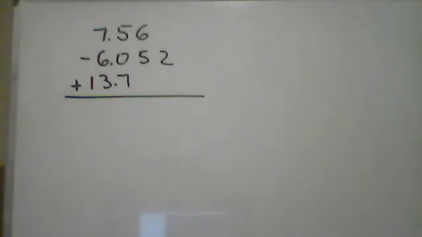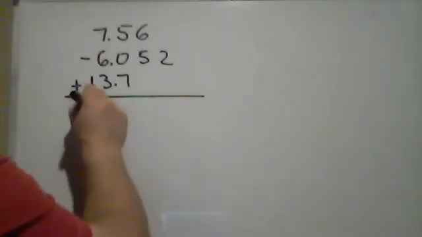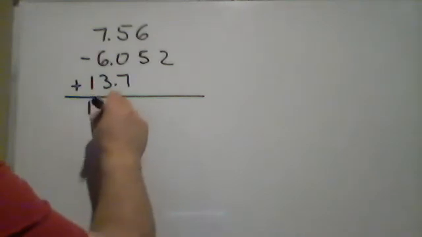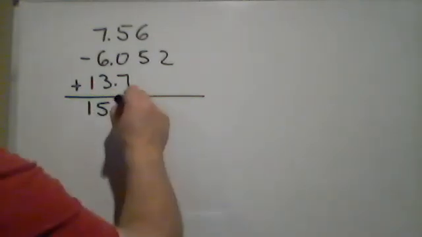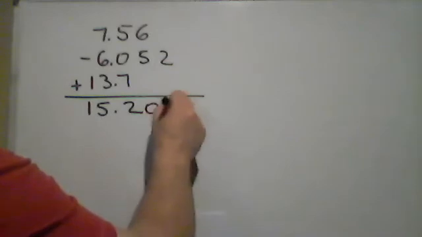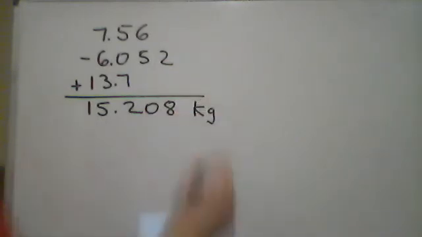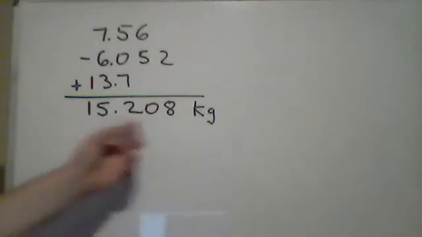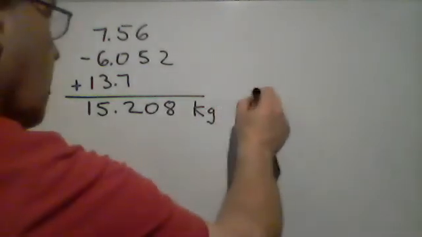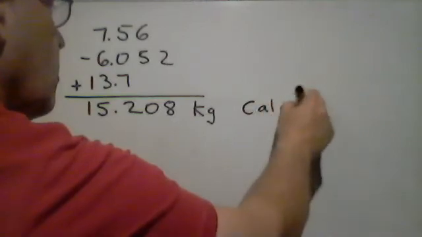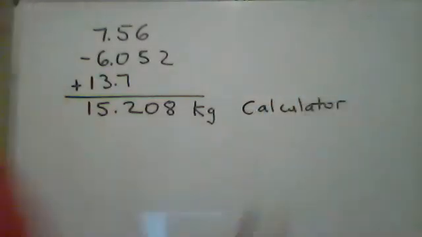kilograms. And that's a plus. Okay. Line up all your digits appropriately. When you do that on your calculator, you'll get what? Your calculator is going to tell you, well, the answer is 15.208 kilograms. But is that really your answer? Now, that is what your calculator tells you. This is your calculator. But that's not what you should write on your paper.